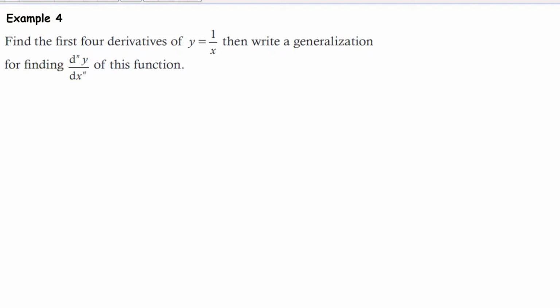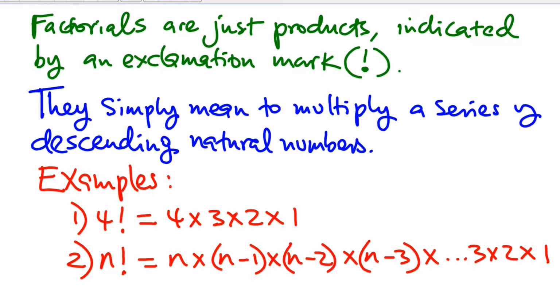So, I'm sure you remember what factorials are. Factorials are just products, and the notation is just an exclamation mark. So what do they mean? They simply mean to multiply a series of descending natural numbers. For example, if you have something like 4 factorial, it means the product will be 4 multiplied by 3 multiplied by 2 multiplied by 1. So these are just descending natural numbers and you're finding their products.